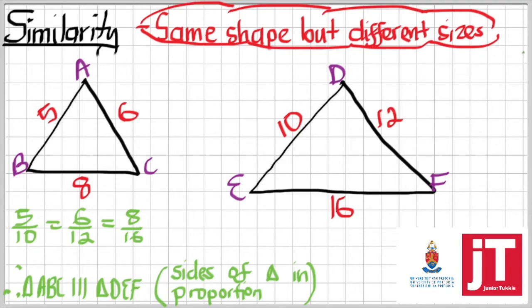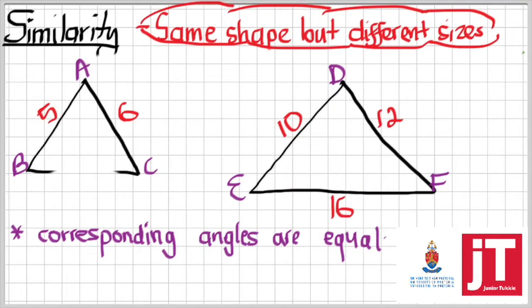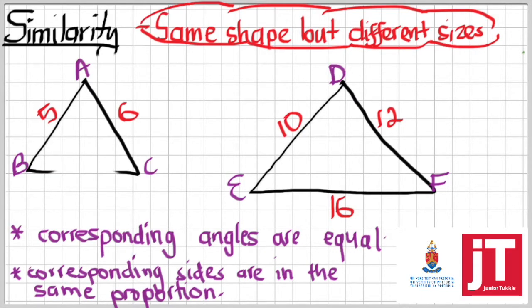We then move on to the next part, where we summarize that similarity can arise if corresponding angles are equal, which was your case number 1, and case number 2, where corresponding sides are in the same proportion. So these are the two cases that we deal with when looking at similarity: either corresponding angles are equal or corresponding sides are in the same proportion, as you saw.